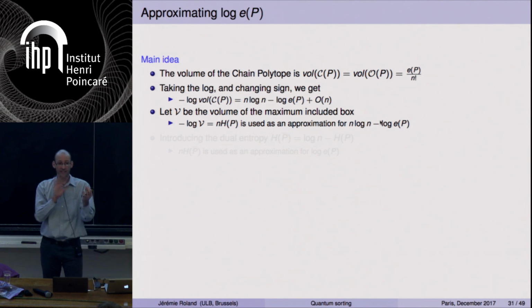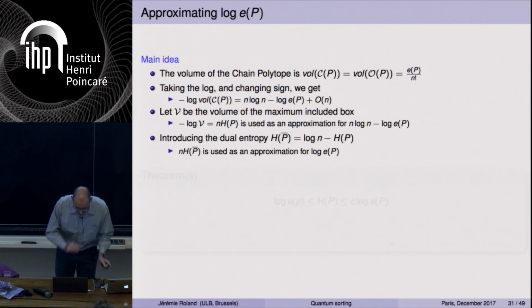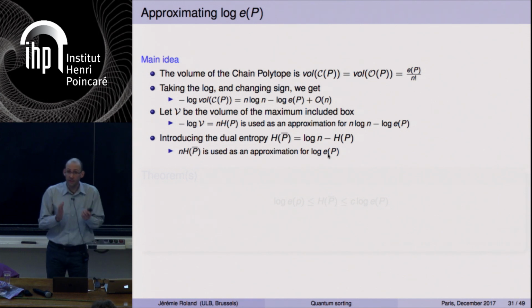So when we take this box and take minus 1 over n times the log of its volume, we get something which is close to minus 1 over n log of the volume of the full chain polytope. Since this entropy approximates n log n minus log e(P), and what we are interested in is actually log e(P), we can introduce a dual entropy, which is log n minus the entropy. This way, n times the dual entropy will be log e(P). Log of e(P) is what we're trying to estimate.